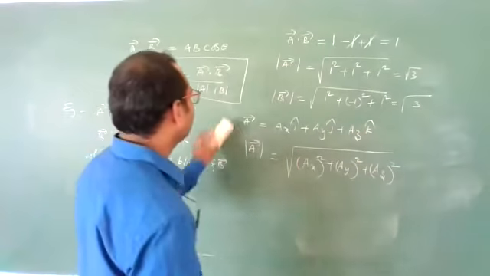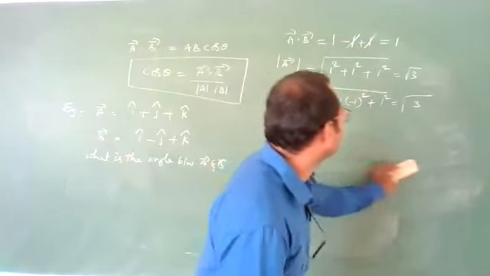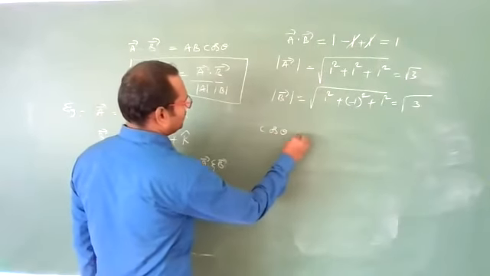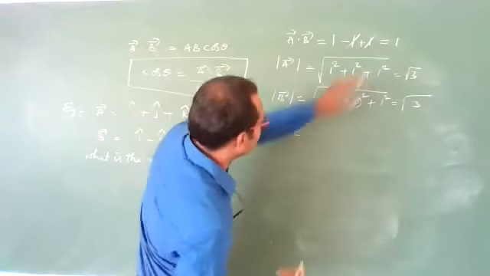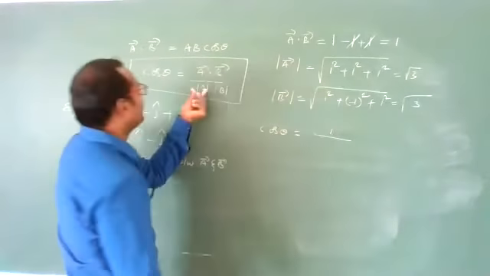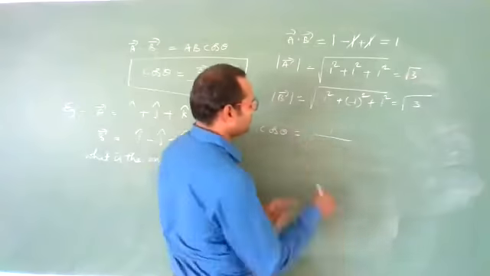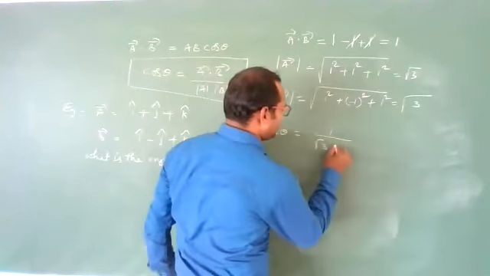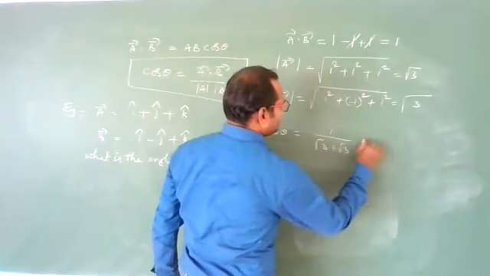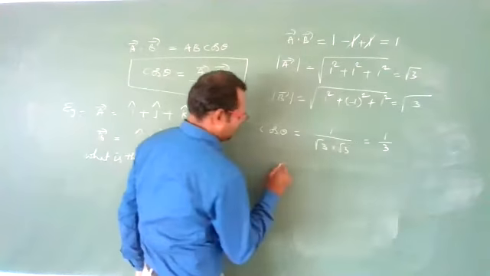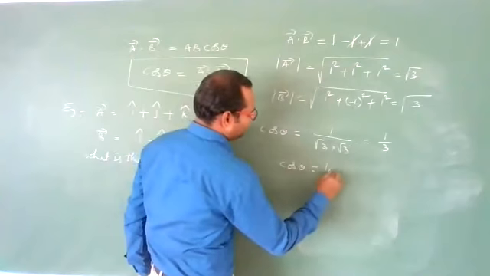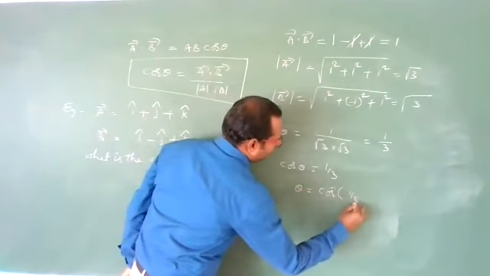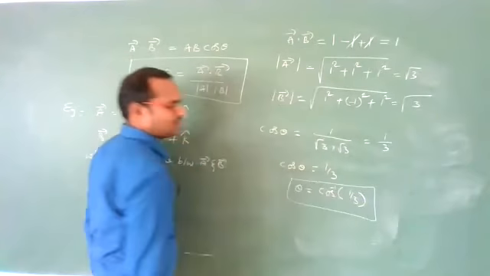Now, what will be the angle between the two vectors? Cos theta is equal to a bar dot b bar, whose value is 1, divided by the modulus of a bar, root 3, into the modulus of b bar, again root 3. So it is 1 by 3. So cos theta is equal to 1 by 3. Then theta will be cos inverse of 1 by 3. Just keep it like this. This will be the answer.